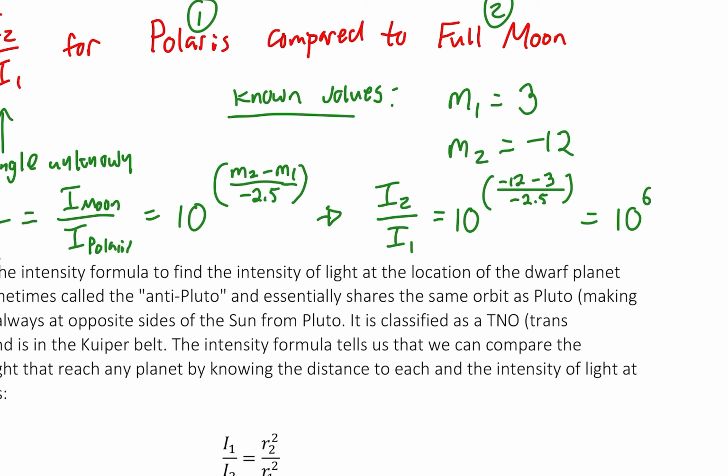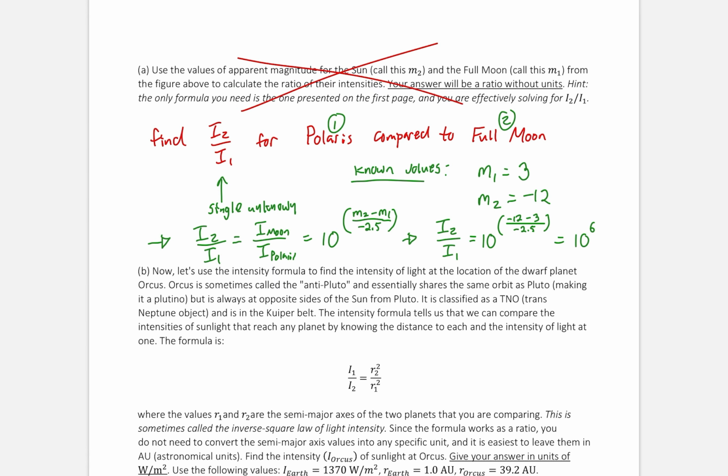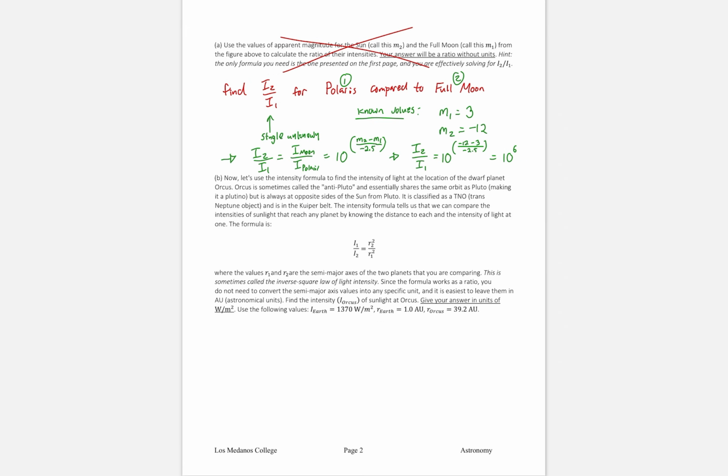And that really highlights the advantage of the logarithmic scale, because comparing 3 and negative 12 is a lot more intuitive than comparing 1 and a million. How do you make sense of that when you say it's a million times brighter? How would you graph it? Well, the logarithmic scale takes care of that. But in reality, it's much, much brighter. And that's the downside of logarithmic scales.